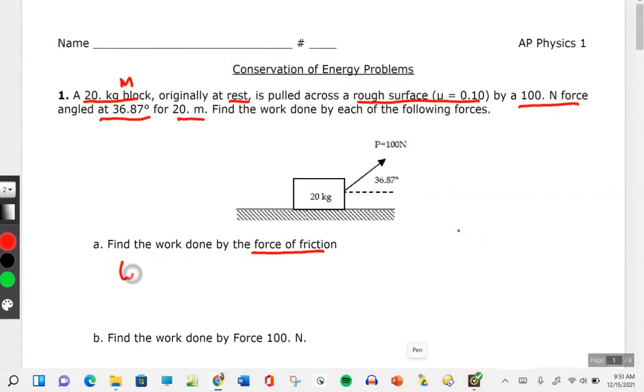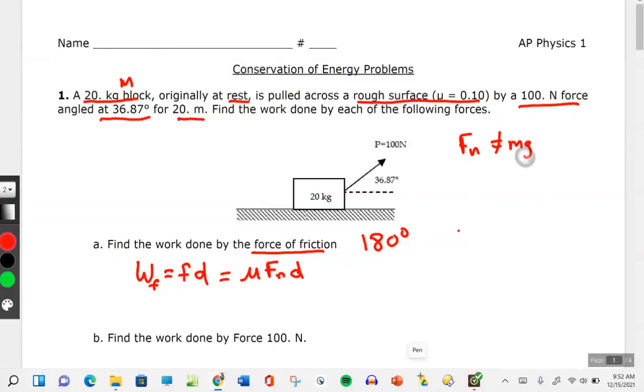So the friction acts 180 degrees from the displacement, so the friction is going to be negative. You could put that in the equation, but as soon as I see that's 180, I know that friction is going to be negative. So the work done by friction is the force of friction times the distance, and friction is mu times normal times d. But the normal, well, we've got to find the normal. It's not mg. And that's because of this applied force.